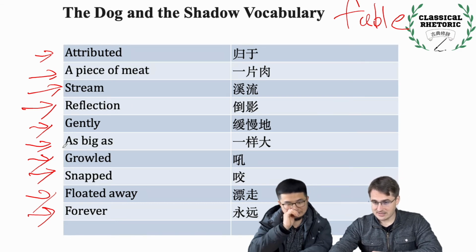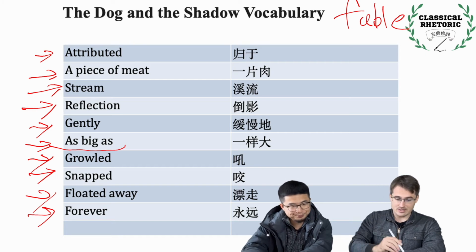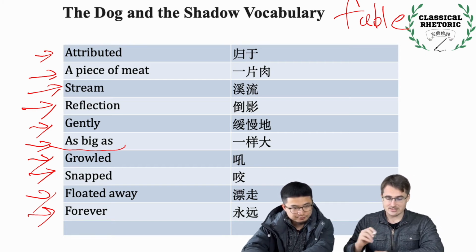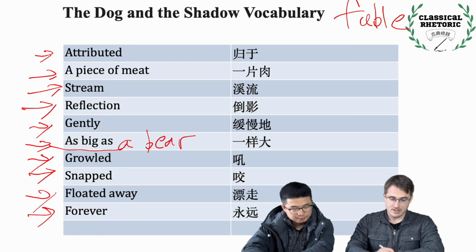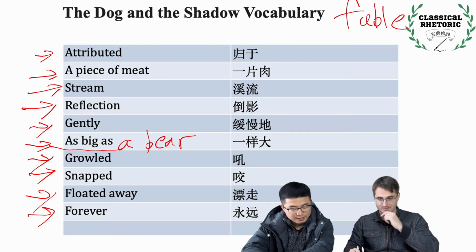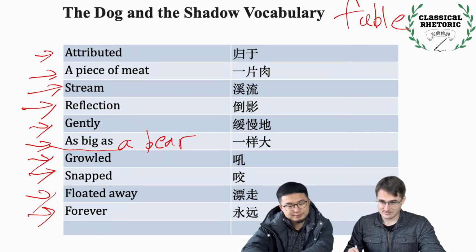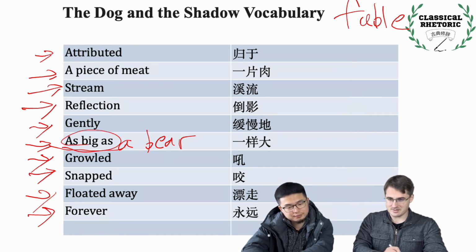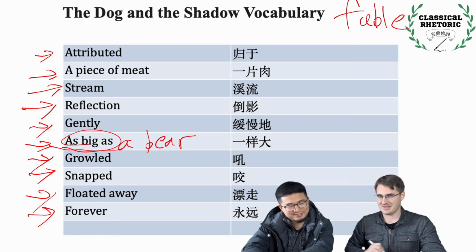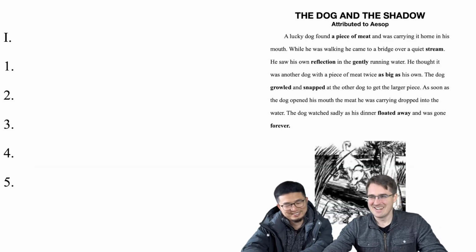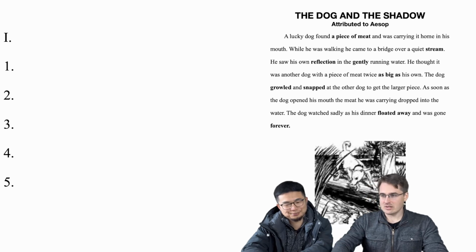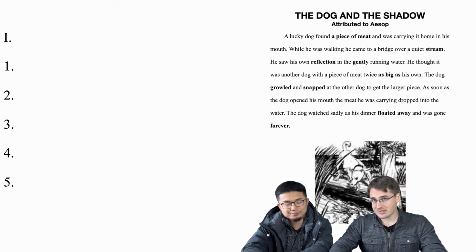As big as, we call this a simile. You will see a simile in the story. The dog was as big as a bear. This is a key piece of language for you to remember. As big as is a figure of speech called a simile. Actually, in this story, I don't think it's a simile, but you should remember this because it's important language. Okay. So let's read The Dog and the Shadow first, then we will make our KWO.